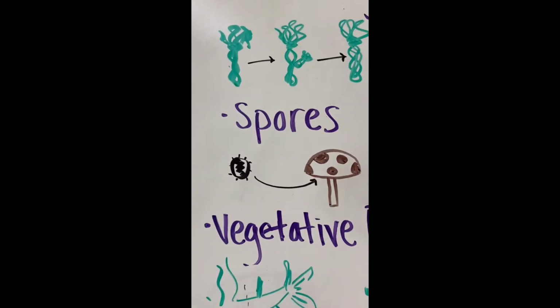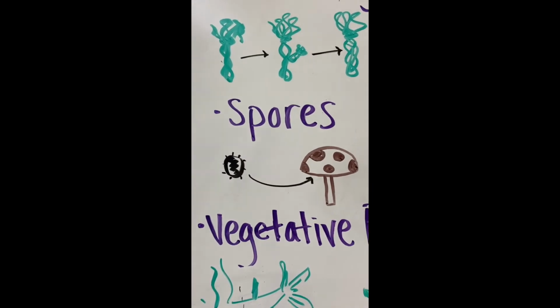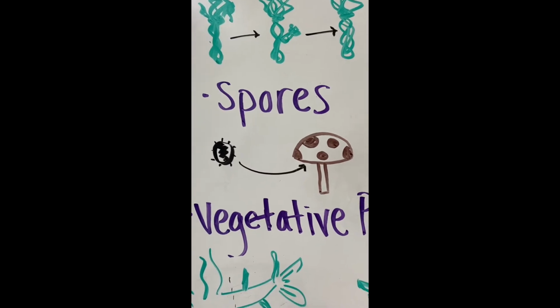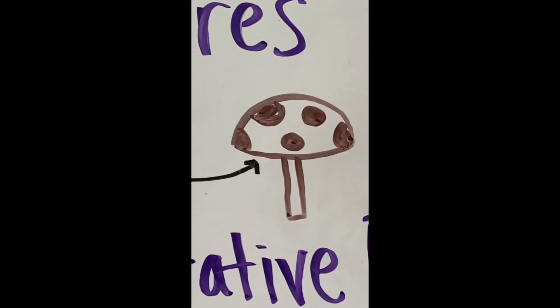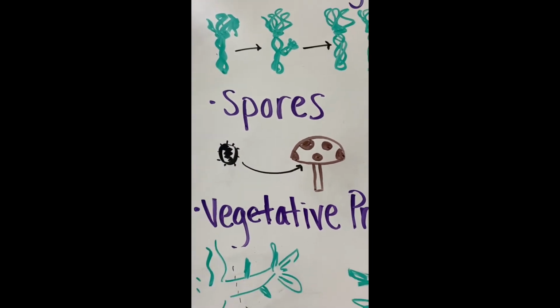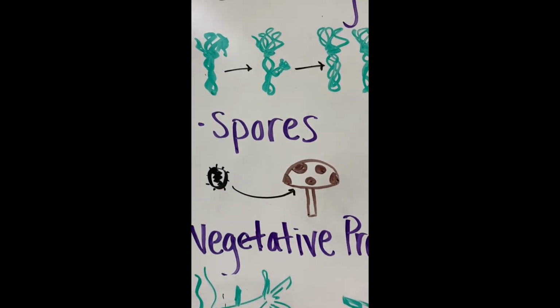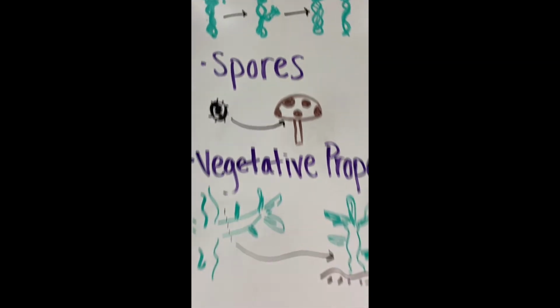We also talked about spores. Those are those little teeny tiny things that come off of some plants and some mushrooms that's hiding up underneath the mushroom. They can withstand those harsh conditions like the wind and the rain and make a new plant.